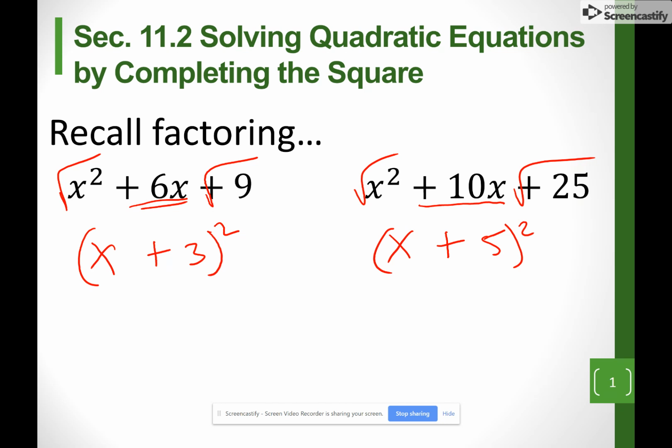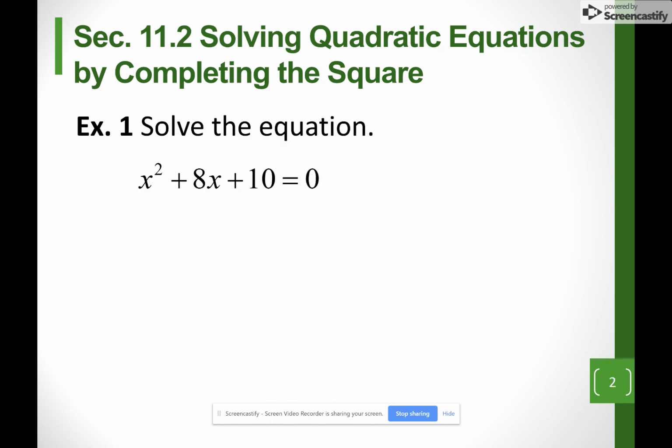Now, the cool thing here, though, is on my factors, if I'm looking at my second example, 5 is the half of 10. And if we think of 3 is the half of 6. So we're going to start working on that.